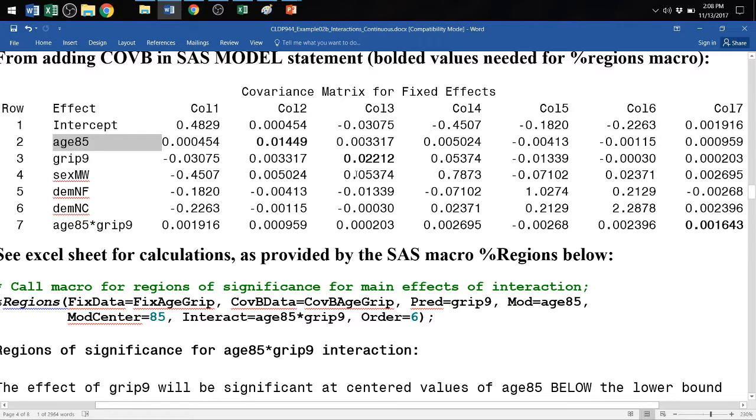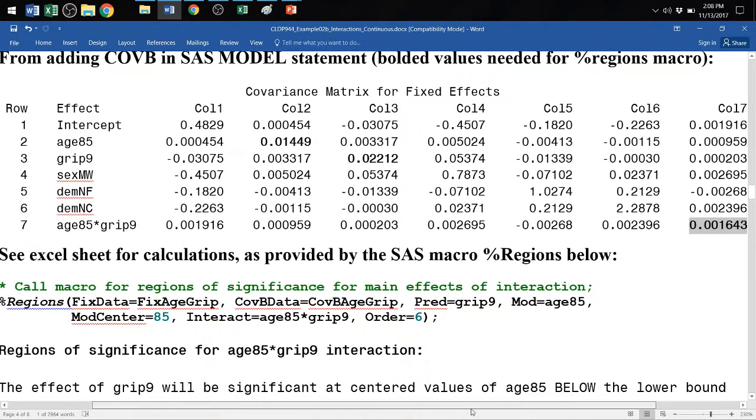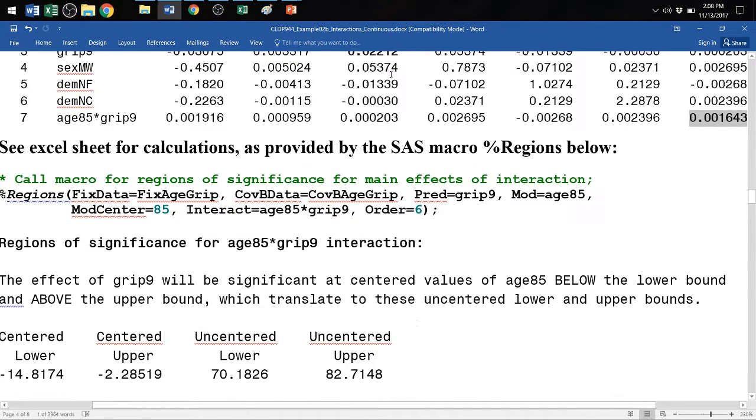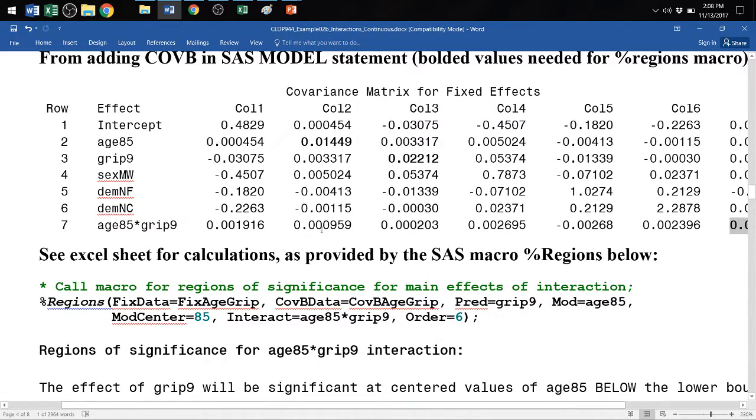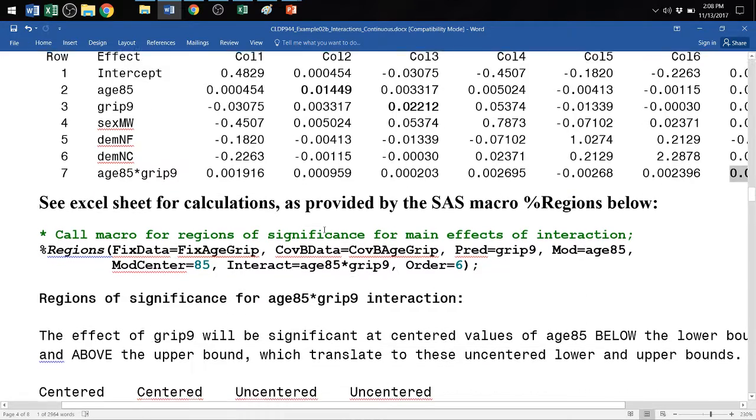To do a regions of significance calculation, what you need are the standard error squared for the main effect of age, the standard error squared for the main effect of grip, and the standard error squared for the interaction term, as well as one of the covariances. Did I highlight that one? Yeah. Well, in this one, my macro does it for you. You have to find it in Excel. It's a covariance between the interaction and the main effects, I believe.